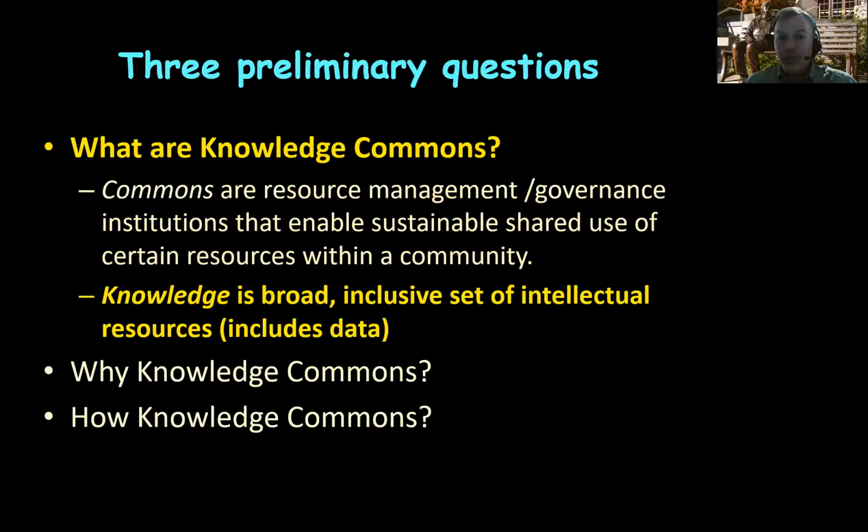So for our purposes, knowledge is going to refer to a broad set of intellectual and cultural resources. We deliberately cast a wide net so that we can capture data, information, science, knowledge, creative works, inventions, and so on. All of these resources are what economists call public goods, meaning they're non-rivalrously consumed and thus they're cheaply shareable.